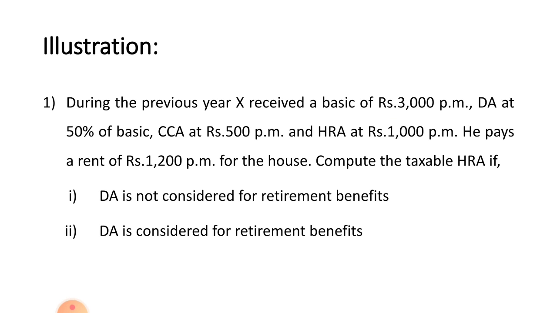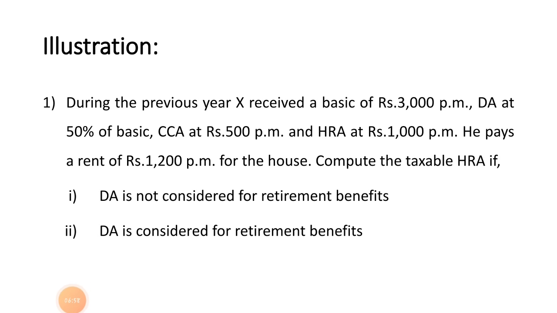See this problem. During the previous year, X received a basic of 3000 per month, DA at 50% of basic and CCA at rupees 500 per month and HRA at rupees 1000 per month. He pays a rent of rupees 1200 per month for the house. Compute the taxable HRA, first if DA is not considered for retirement benefits, second if DA is considered for retirement benefit.